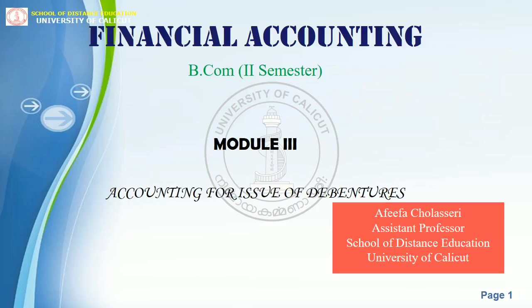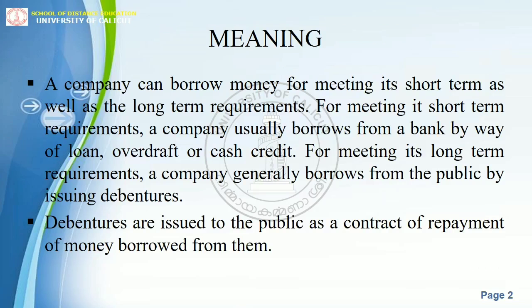Module 3, Accounting for Issue of Debentures. Debentures are issued to the public as a contract of repayment of money borrowed from them. A company can borrow money for meeting its short-term as well as long-term requirements. For meeting its short-term requirements, a company usually borrows from banks by way of loan, overdraft, or cash credit. For meeting long-term requirements, a company borrows from the public by way of issuing debentures.